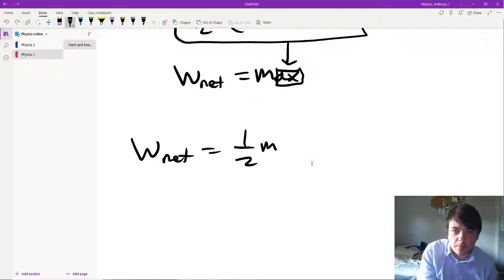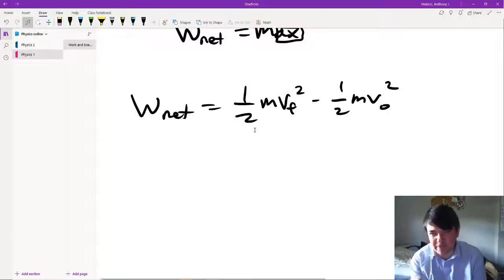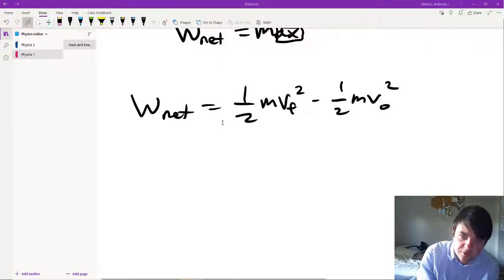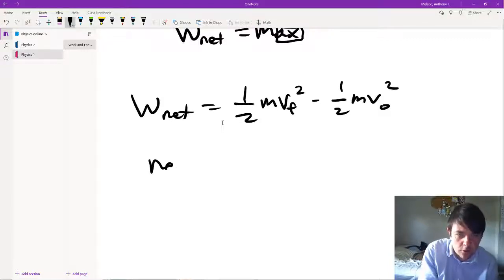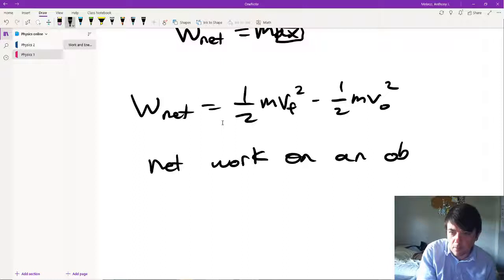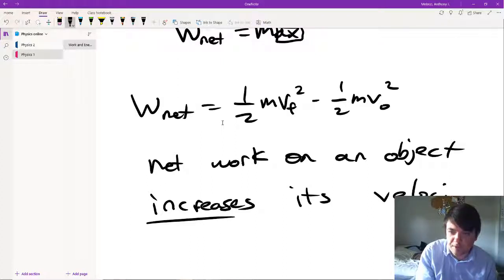v final squared minus 1/2 m v initial squared. So now we have work net in terms of the mass and the velocity. Notice this is a difference between the two. So the net work, you still don't know exactly what it is, but the net work on an object increases its velocity. That's what the math tells us, right?